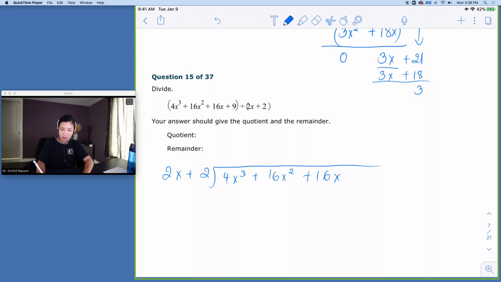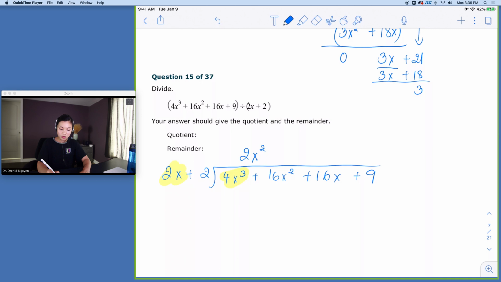Make sure you have something for every single term. If one term is missing, you have to put a 0 in there. So 4x cubed, once again, I take that and divide by that. So 4x cubed divided by 2x is 2x squared.